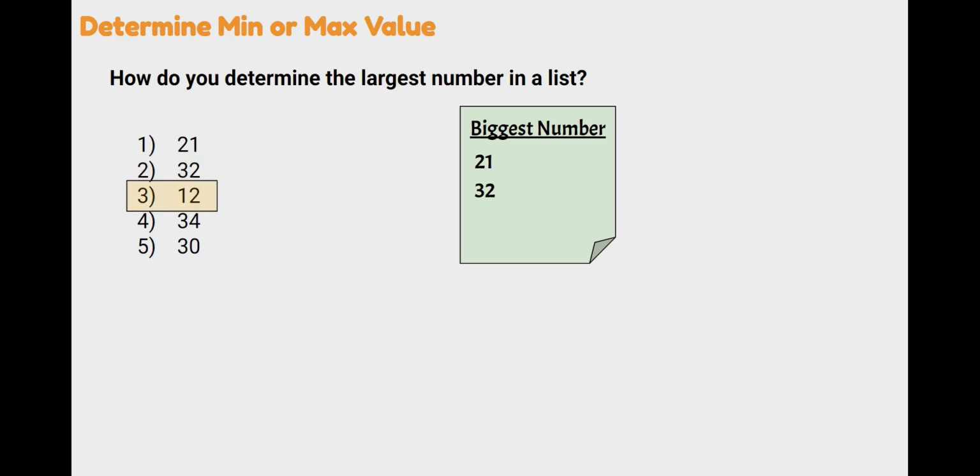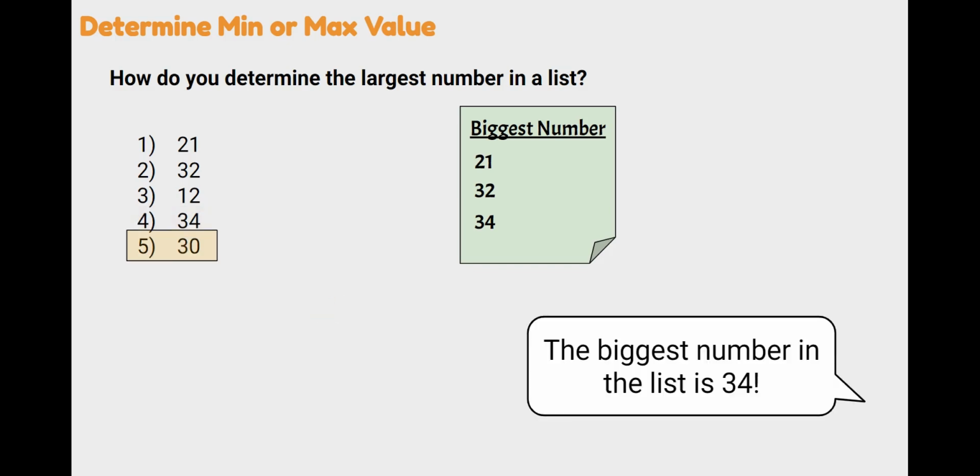12 is not bigger than 32, so far I'm still right. Go to the next number. Whoops, 34 is bigger than 32. I'm now going to remember 34 is the biggest number. Go to the next number, 30. And now I'm at the end of the list. Now I can confidently say the biggest number in the list is 34 because I checked every single number.